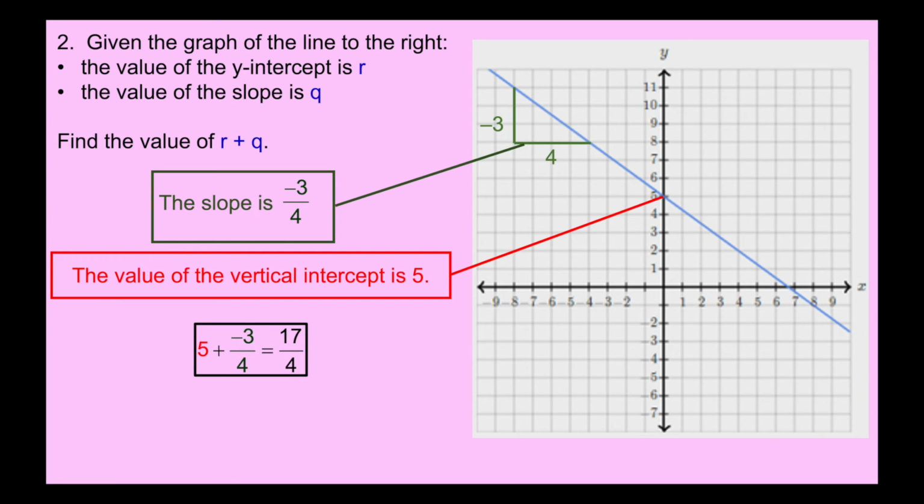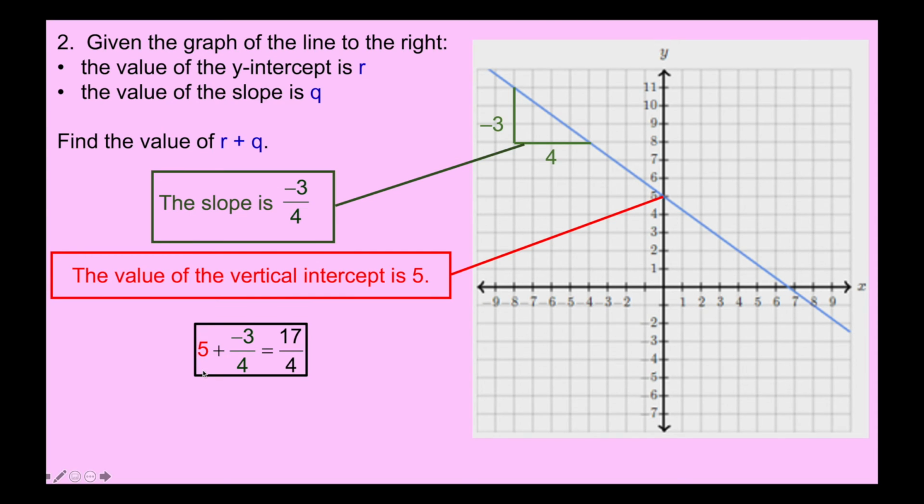From there, we calculate r plus q. So if I'm taking r, which is 5, plus q, which is -3/4, once again, I have to establish common denominators. So this is currently 5/1. If I want to turn that 1 into a 4, I have to multiply by 4, which means I do that to the top as well.